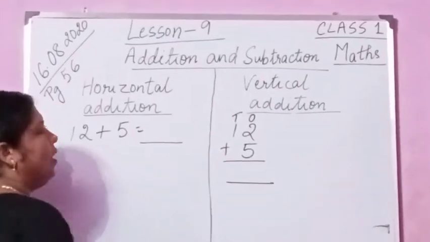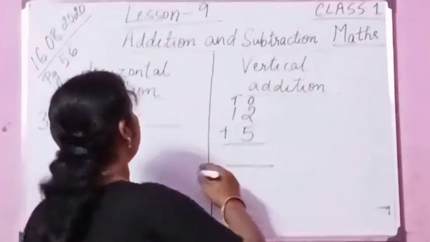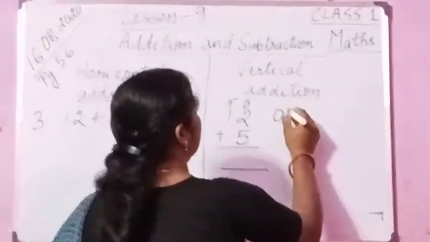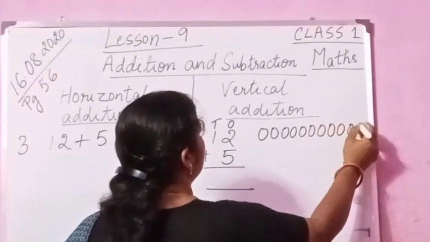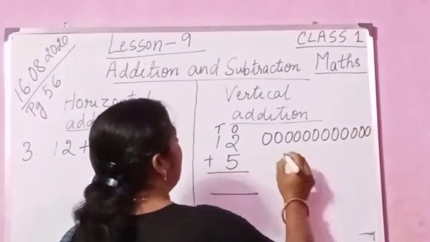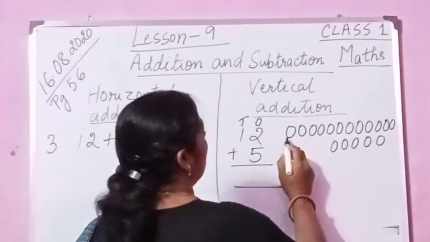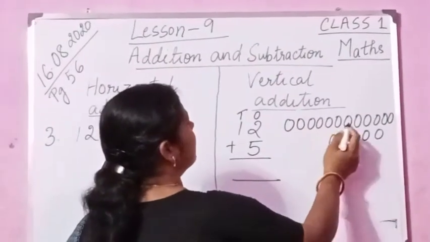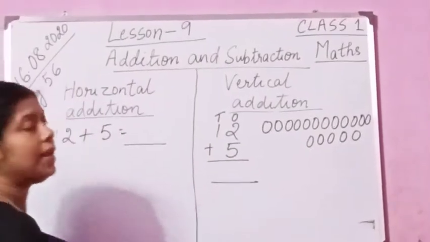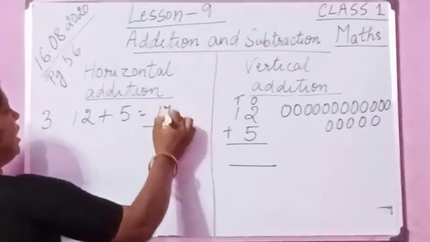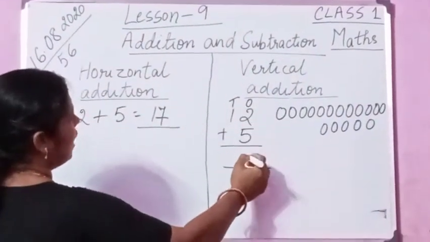So 12 plus 5. Now 12, let us make whatever you want. Let us make balls, 12 balls: 1, 2, 3, 4, 5, 6, 7, 8, 9, 10, 11, 12 balls we are making. Let us make 5 balls: 1, 2, 3, 4, 5. Let us count now: 1, 2, 3, 4, 5, 6, 7, 8, 9, 10, 11, 12, 13, 14, 15, 16, 17. So 12 plus 5 equals 17. In a horizontal manner it is coming 17. Here also you can count.